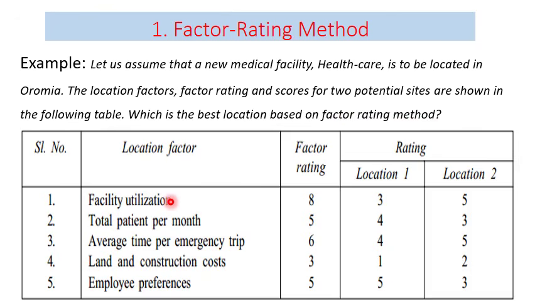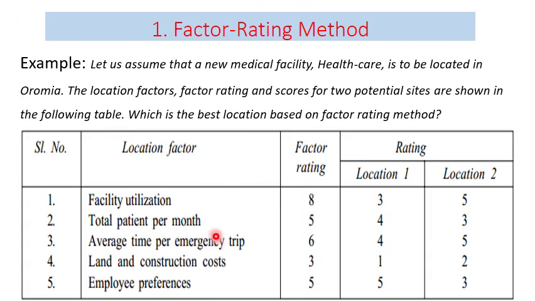The first step, as we saw in the previous slide, is listing down the critical success factors. So the critical success factors for this example are 5: facility utilization, total patients per month, average time per emergency trip, land and construction costs, and the last one is employee preferences. These are the critical success factors.